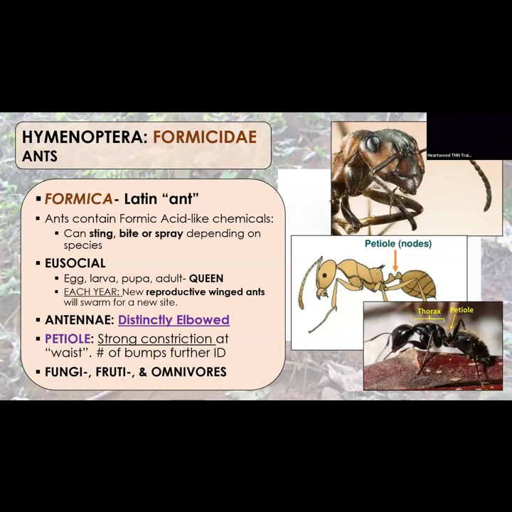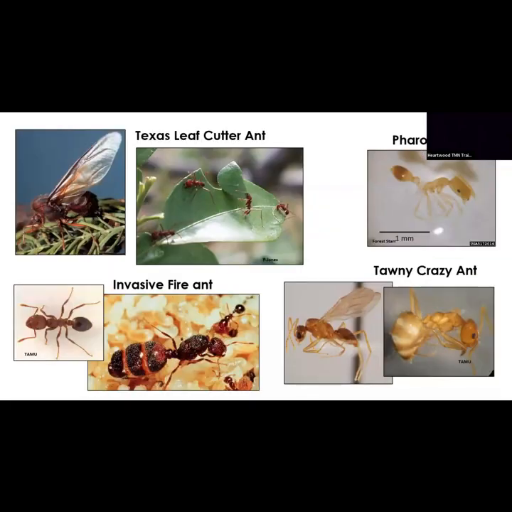So they've got the waists, and ants can be fungivores, frugivores, or omnivores, right? But ants are very, very diverse. They can inhabit every part of the food web. They're just that diverse. And then here are a couple that are found in Texas.